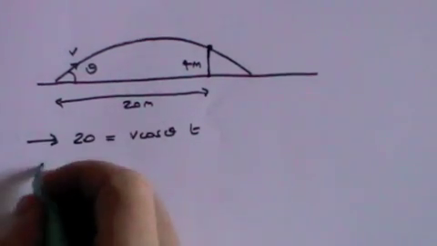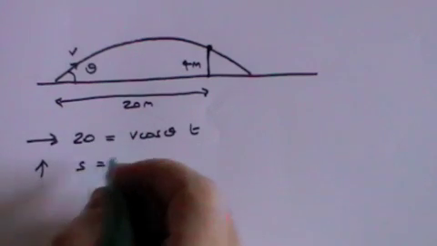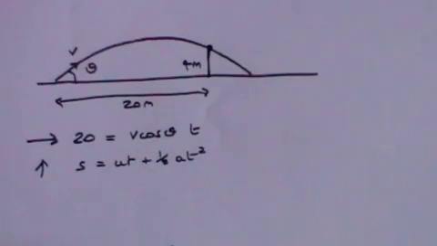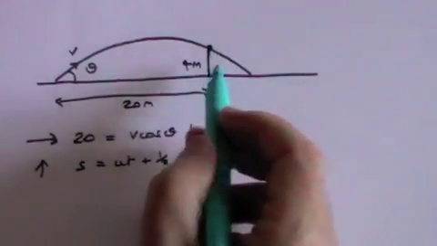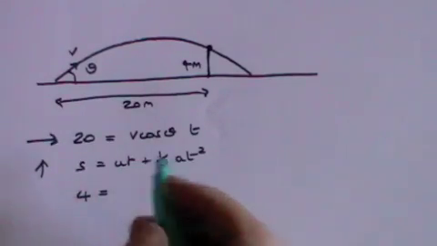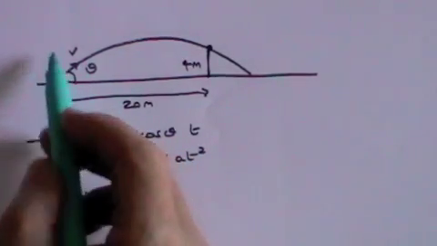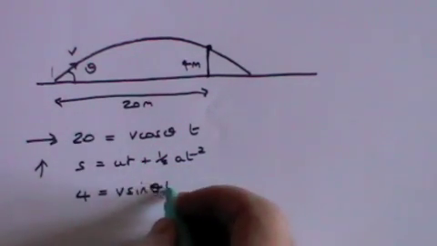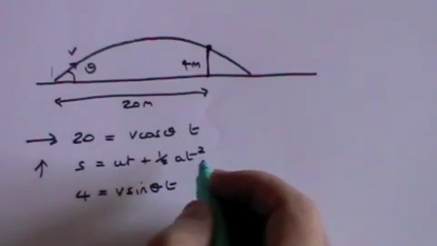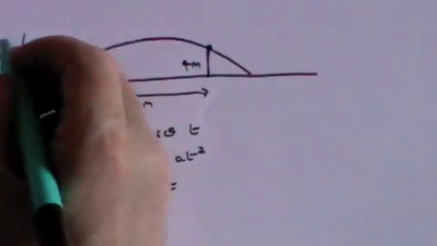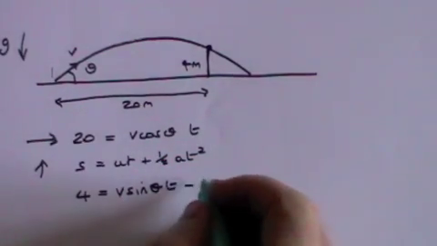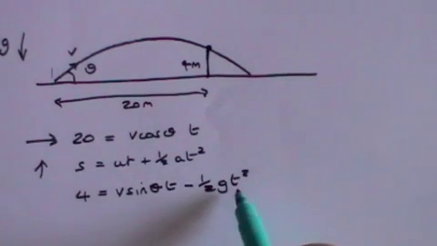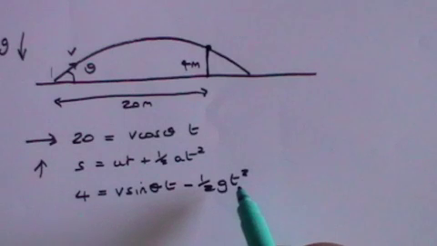For the vertical component of the velocity, we use the formula s equals ut plus half at squared. You'll be familiar with this, we've done this before. S is 4 meters, that's what we want to know. U is the initial component of the velocity in the vertical direction, which of course is v sine theta times t. And then plus half at squared, well, once again, a is g, but in the down direction, so it's going to be minus a half gt squared. And once again, just notice, because you've got a t squared in the formula, you're going to get two solutions.